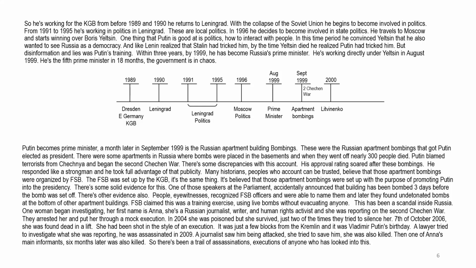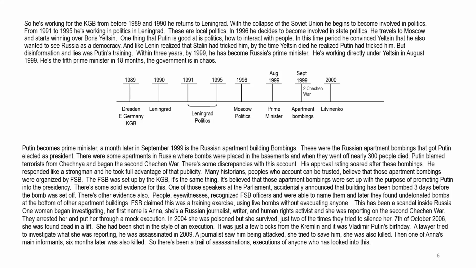There's some discrepancies with this account. His approval rating soared after these bombings. He responded like a strongman, and he took full advantage of that publicity. Many historians, people whose accounts can be trusted, believe that those apartment bombings were organized by the FSB. The FSB was set up by the KGB. It's the same thing. It's believed that those apartment bombings were set up with the purpose of promoting Putin into the presidency. There's some solid evidence for this.